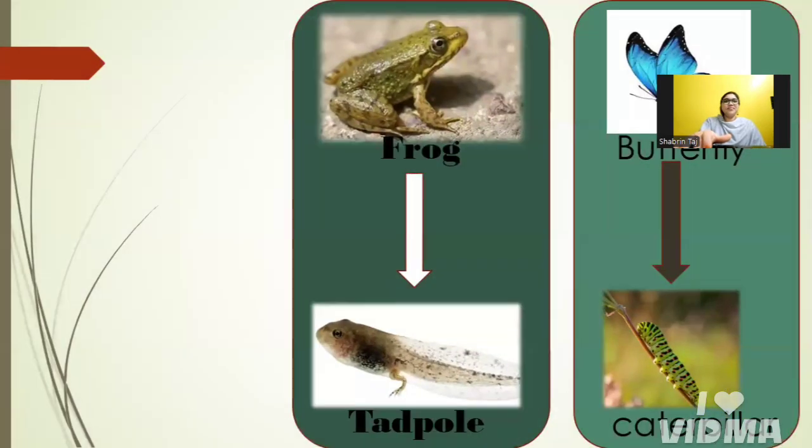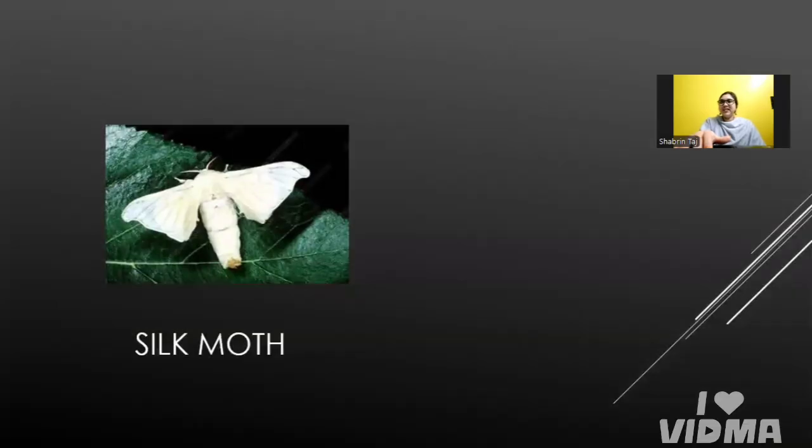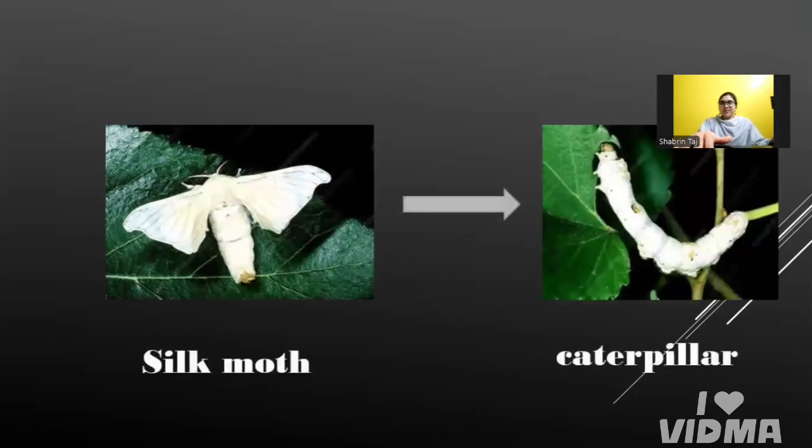Then silk moth. Usually you see the silk moth where there are old types of houses, right? Where there is no proper cleaning, you will see this white moth, and the young one of the white moth is a white caterpillar.